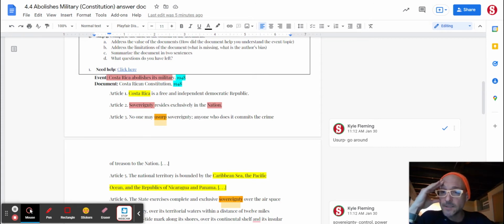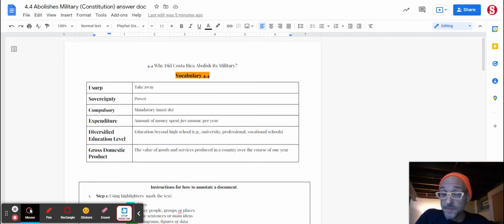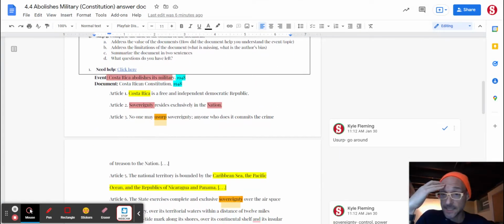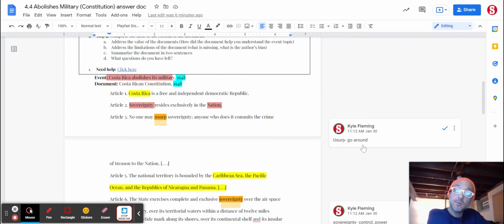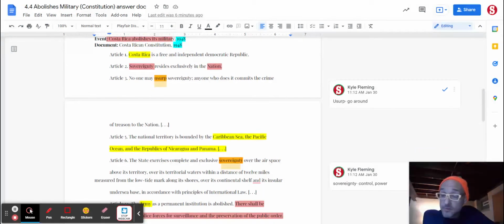Article 3, no one may usurp sovereignty. Anyone who does it commits the crime of treason to the nation. Okay, so usurp. Let's see, I saw it at the top. Usurp, take away. No one may take away sovereignty. Anyone who does it commits the crime. It says go around is what I was thinking, right? Kind of usurp or go around someone's power. So if someone tries to go against that, they're in trouble. It's treason, right?